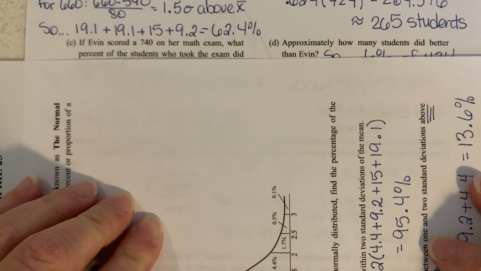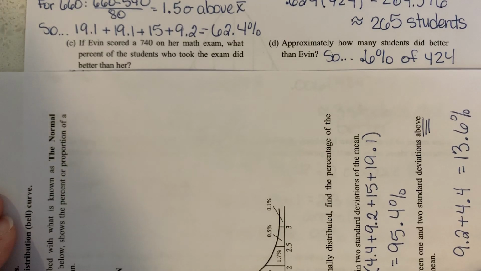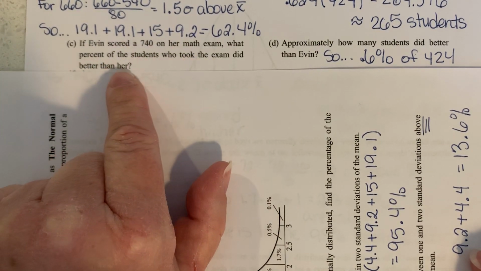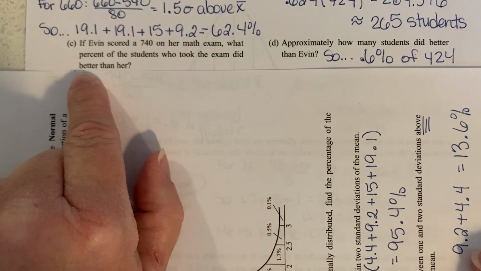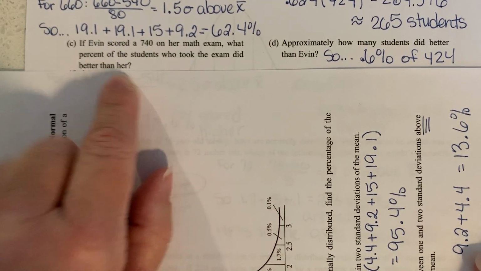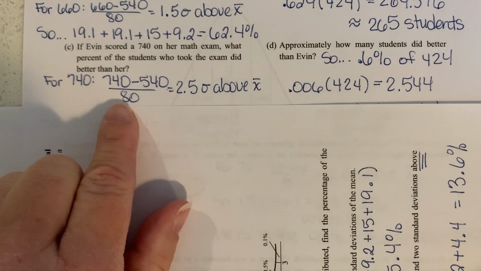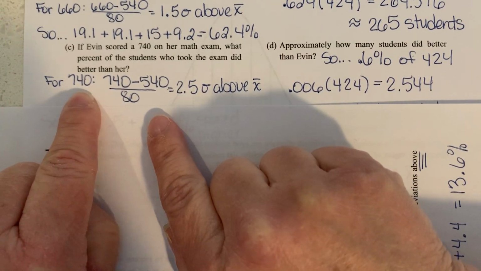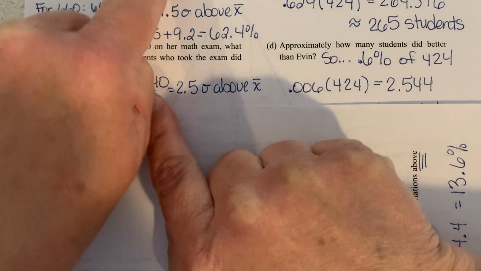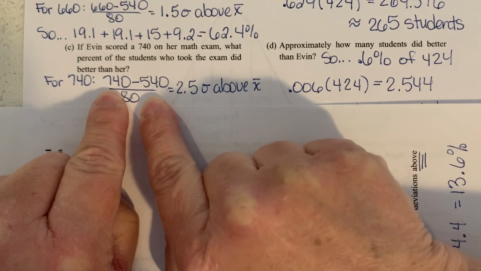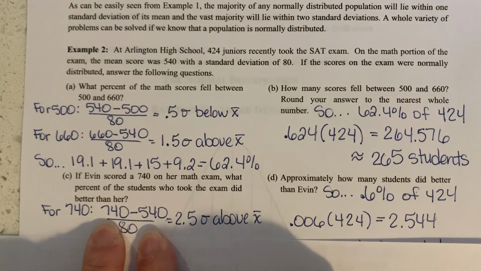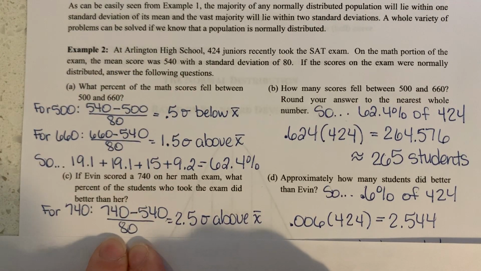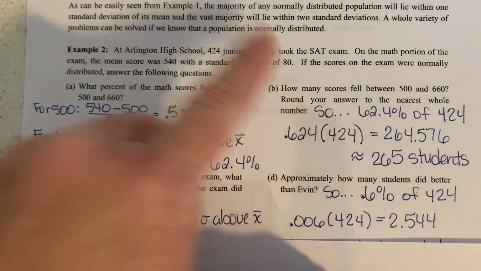So let's look at part C. If Evan scored a 740 on her math exam, what percentage of the students who took the exam did better than her? Well, first of all, we need to find out how well she did on the chart. So she got a 740. So again, we compare that to the mean. So 740 minus the average, which was 540, divided by the standard deviation, which was 80.